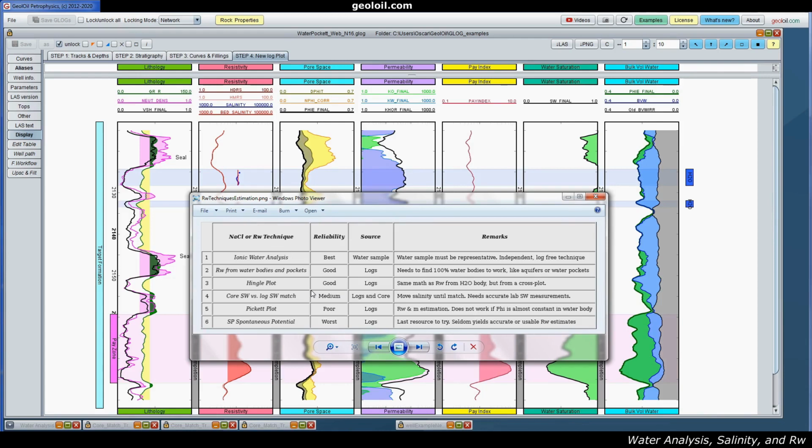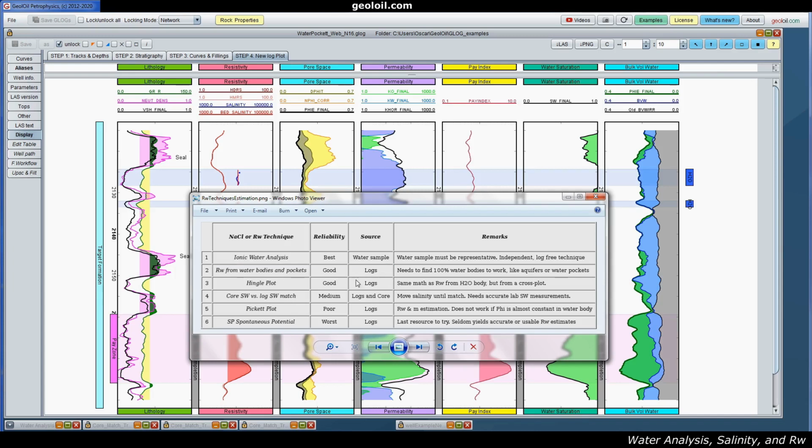Now we are going to see how we can compute RW directly from water bodies and pockets. RW from water bodies and pockets, which we're going to study right now, needs only logs. The one that we just saw before, core water saturation versus water saturation curve from log, requires both logs and core.